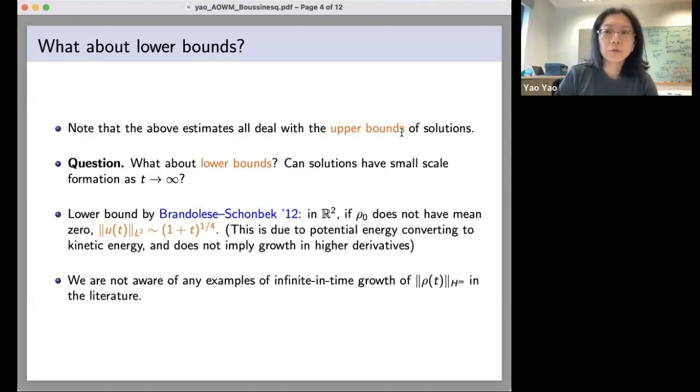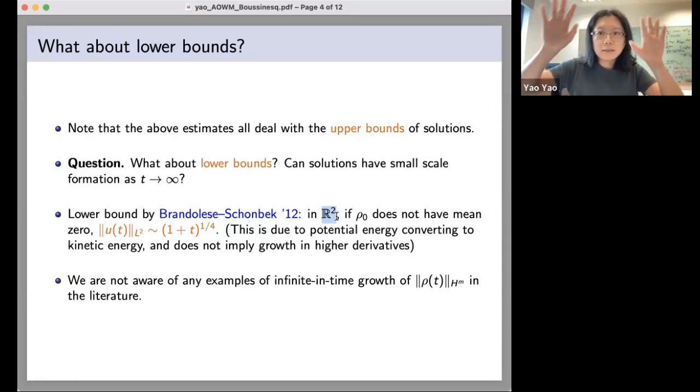So far in the literature, the only result that deals with a lower bound was established by Brandolese and Schonbek, and their result is as follows. They consider the whole domain R2. As long as the initial density does not have mean zero, you can imagine that the density is equal to zero everywhere, with a heavier portion of fluid that has a bigger density.